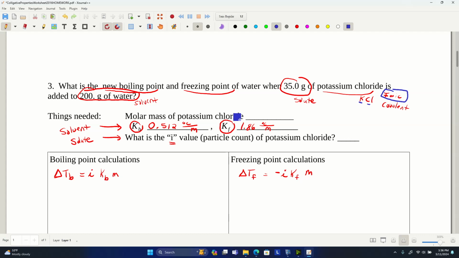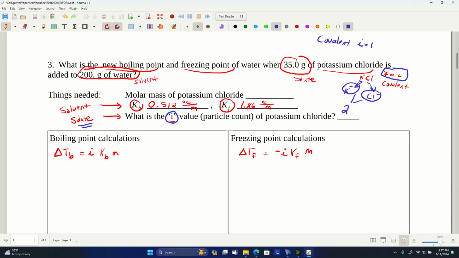If it's covalent, the I value is always 1. So covalent, I is always equal to 1. That's the particle count. With ionic, you got to see how many parts it falls apart into. So this turns into 1 potassium and 1 chlorine. So the I value here, that's 2 separate things. So the I value is a 2 because of these 2 things. So remember, the I values come from the solute, and the K sub B and K sub F come from the solvent.